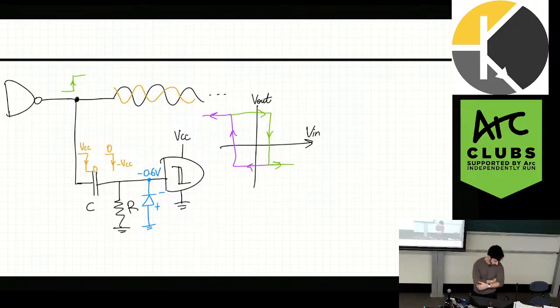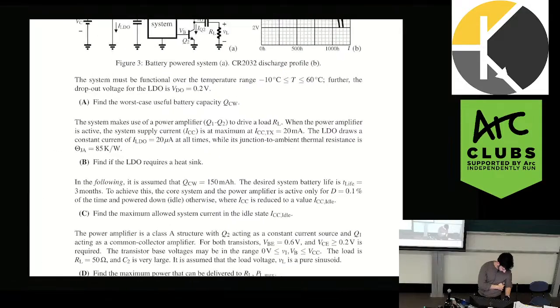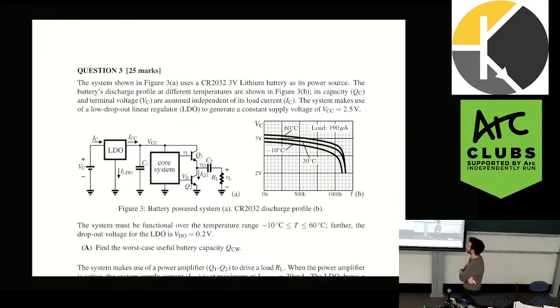Okay. So, very last question. Now, the only really long part is the last part of this question. But this question is a really good question because it covers things like LDOs, power amplifiers, and all that. So, the system shown in Figure 3a uses a lithium battery as its power source. So that's this battery here. The battery's discharge profile at different temperatures are shown in Figure 3b. That's this figure. Its capacity and terminal voltage are assumed independent of its load current.